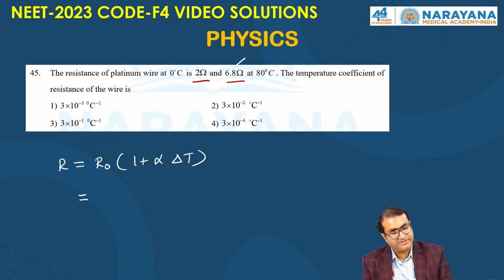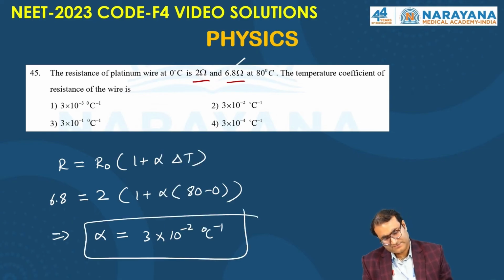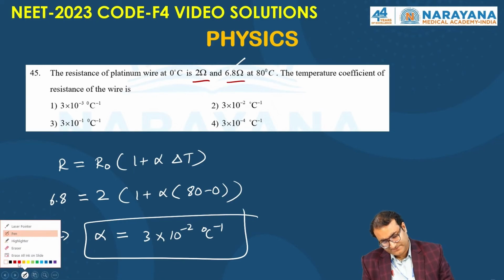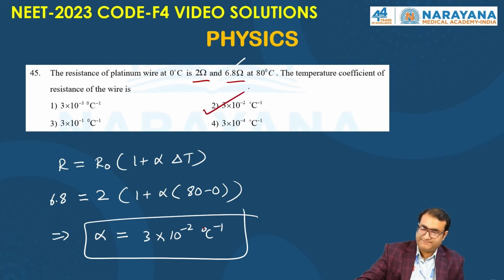R you can assume as 6.8. R naught you can assume as 2. 1 plus alpha (80 minus 0). From this, we get the value of alpha as 3 into 10 power minus 2 per degree Celsius. So I will go with the second option here in question number 45.